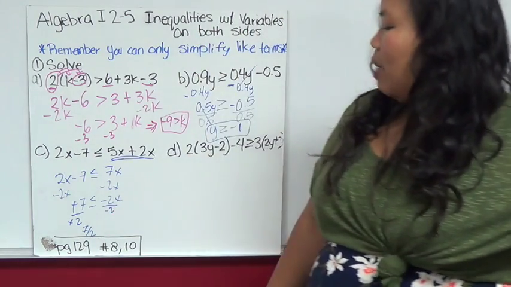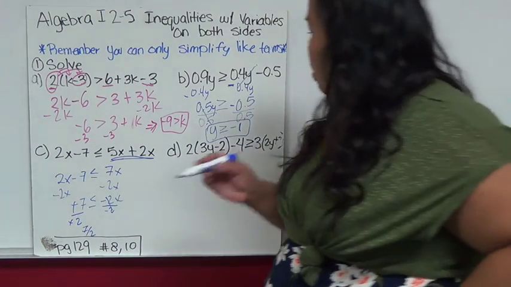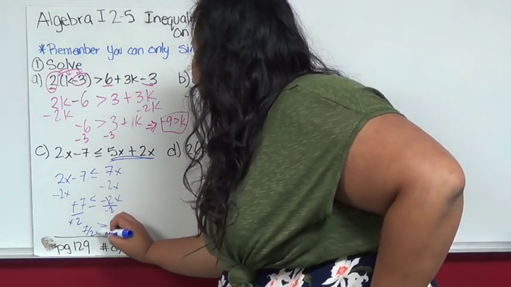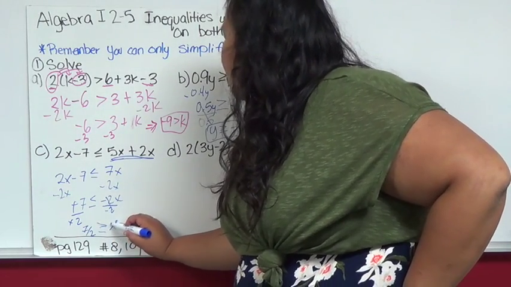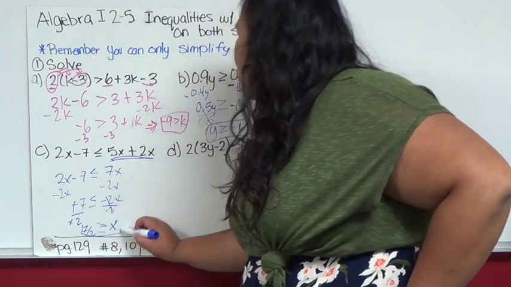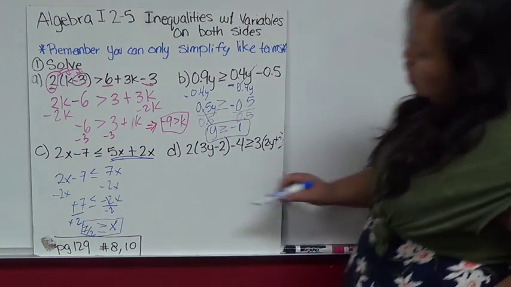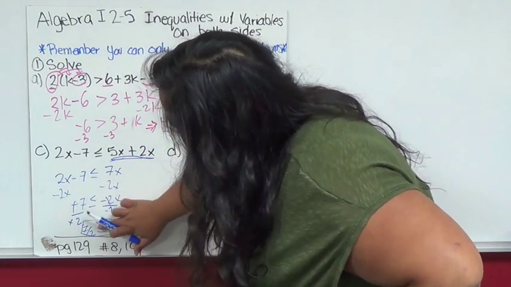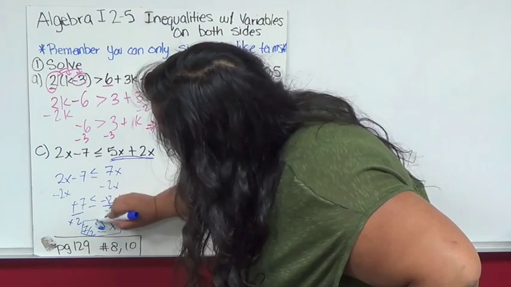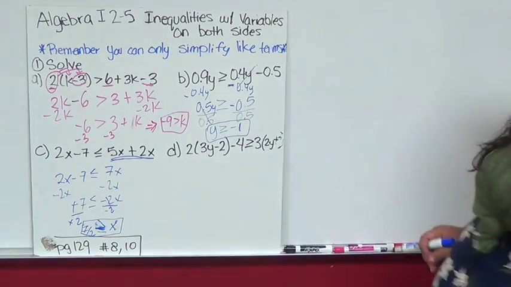But I'm dividing by what? This cancels out. I'm dividing by a negative 2, so I need to make sure to flip the sign. So 7 over 2, you can do decimal. I'm just going to leave that as 7 over 2. If it could be reduced, you should reduce it. So 7 over 2 is greater than or equal to x.